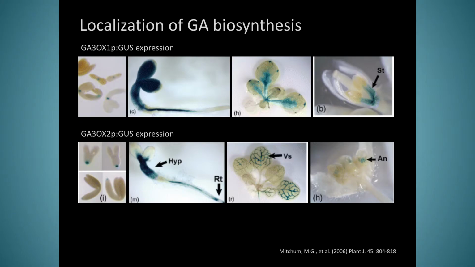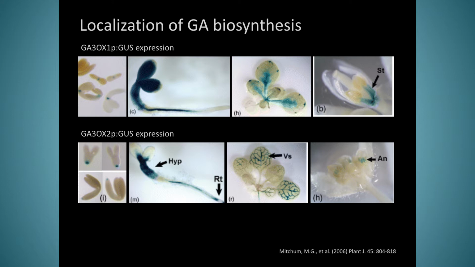And so one of the ways we can start to access some of this information, in particular the GA distribution, is to ask where is the expression of the biosynthetic enzymes. GA3 oxidase is the last step of GA biosynthesis in Arabidopsis. There are 4 isozymes, and I'm just showing you the promoter GUS expression of 2 of them, GA3 oxidase 1 and 2. These are very important ones. And you can already see that there are some pretty interesting expression patterns.